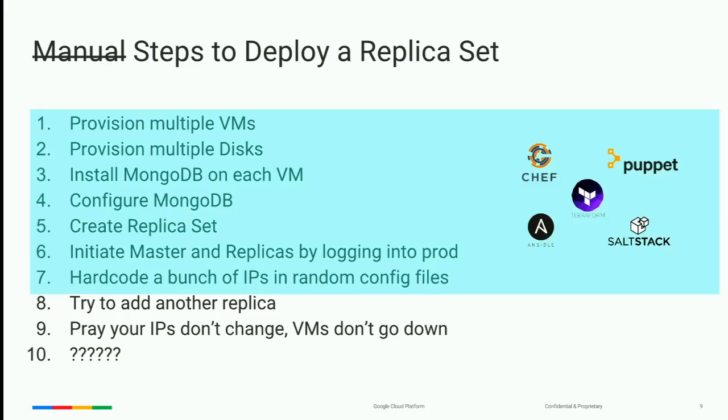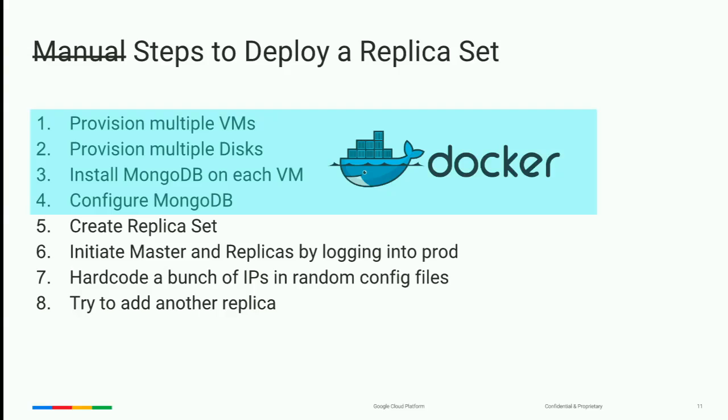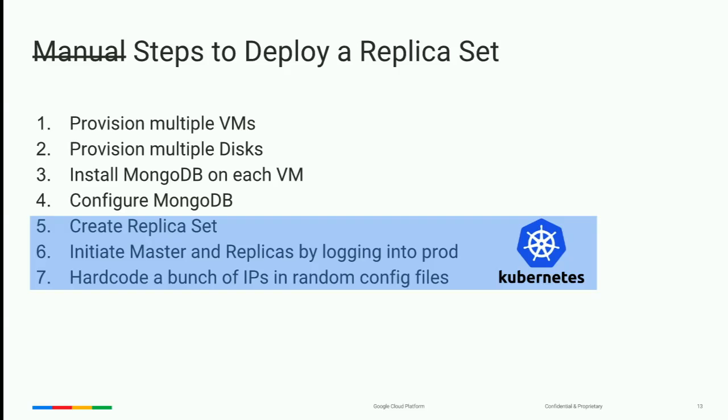And of course, most of these steps are taken care of by something like Chef or Ansible, Salt, Puppet, Terraform, a deployment manager, right? No one is actually manually deploying a database by hand. I hope not. They're using something like a script to do it for them. But Docker lets you basically skip that installation step, and Kubernetes lets you skip that configuration step. But this is exactly the same thing that Terraform or Salt or Puppet gives you already. So what is the big deal?